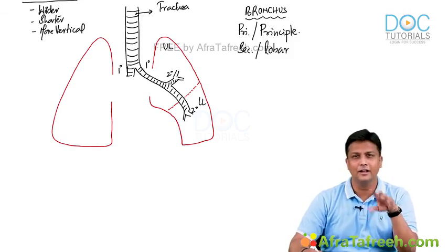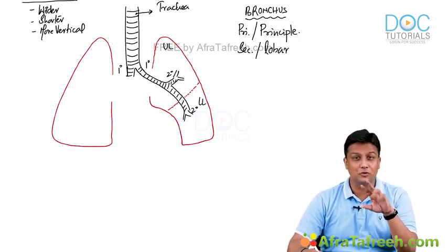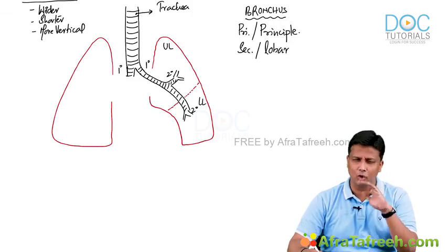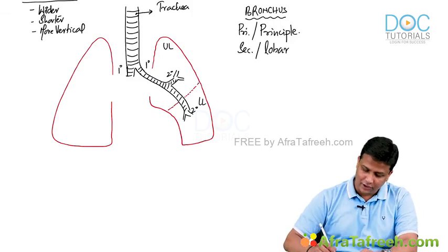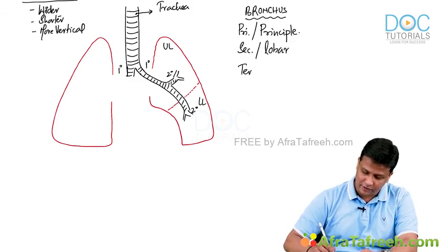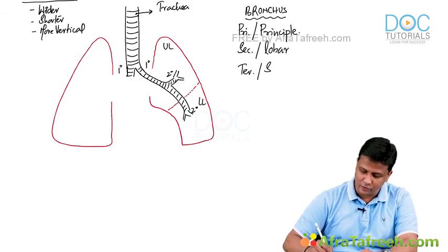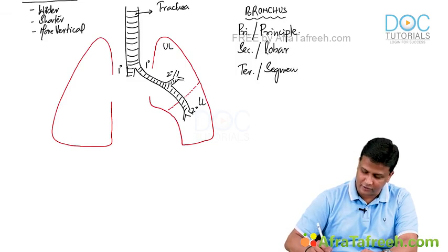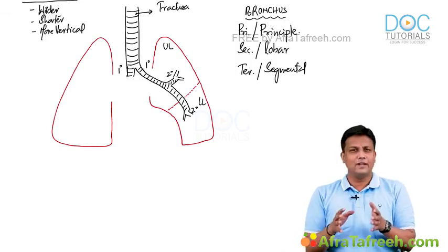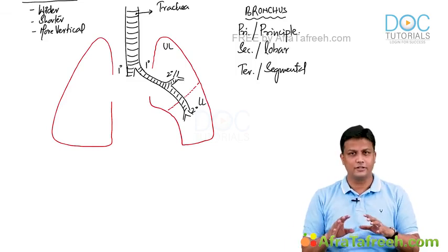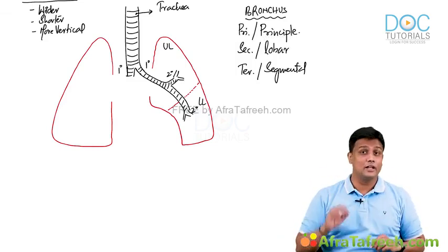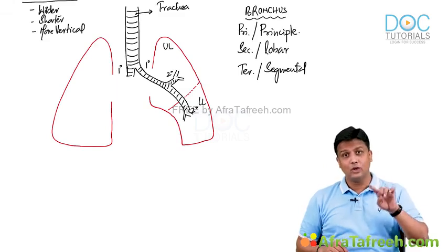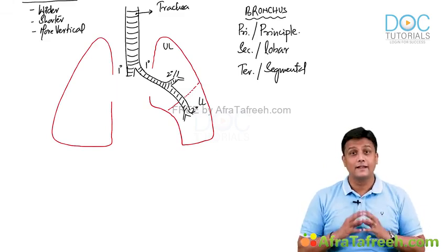Have clarity here. I have seen certain students getting confused between lobes and segments. Lobes are different and segments are different, guys. So remember, the tertiary bronchus will be the one supplying the segment. That is why it is known as the segmental bronchus. So try to make it very simple in your mind from today onwards. Just try to imagine like this, guys. There's a lung. Inside the lung you have the lobes. And inside the lobes you have the segments.